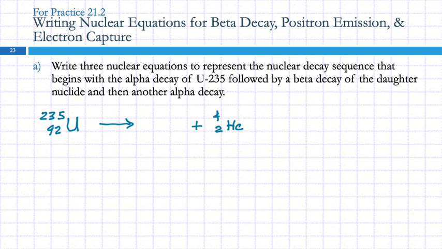And then to figure out this one, we're going to look at the numbers. So here I have 235, and here I have 4, so I need 231 in there, right? And on the bottom, this side's 92, and I have a 2, so I need a 90, yeah? And 90 is Th. Anybody have any trouble with that one?